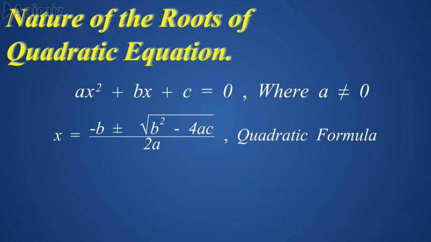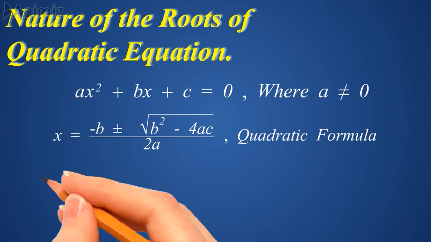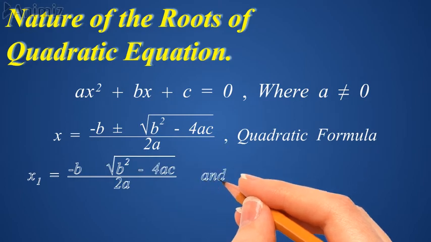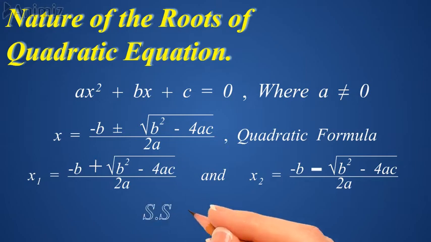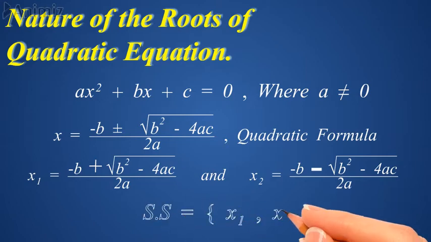Every quadratic equation must have two roots. Let them be x1 and x2. These x1 and x2 arise because of the plus-minus sign in the quadratic formula. Therefore, writing them separately, we get two roots. Therefore, the solution set of the quadratic equation contains x1 and x2.